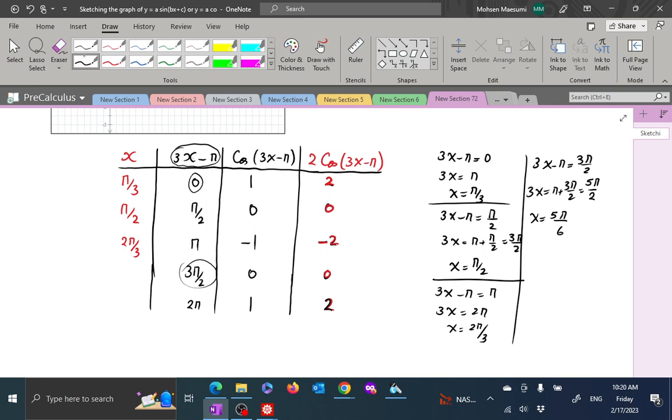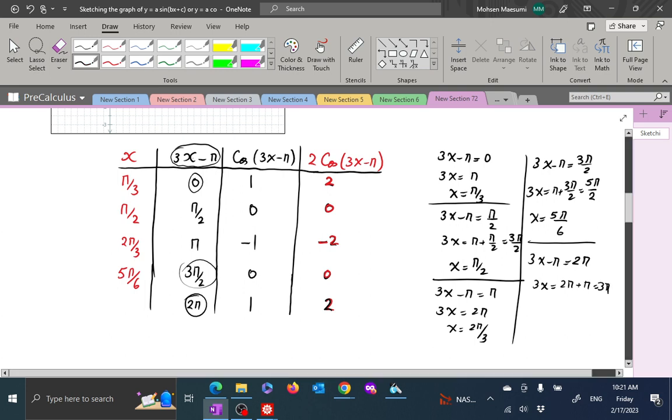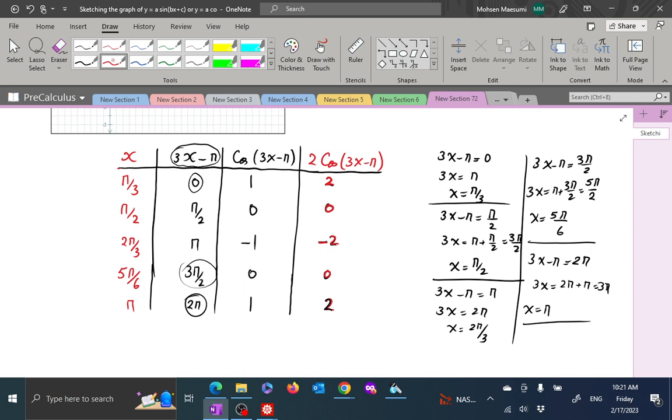I noticed I made a mistake here, but, no, that's fine. 5 pi over 6, and next, let me write that here, 5 pi over 6. One more round. 3x minus pi is now the final angle, 2 pi, and this means 3x is equal to 2 pi plus pi, so that is 3 pi, so x is just equal to pi. So for the final angle, this was pi.